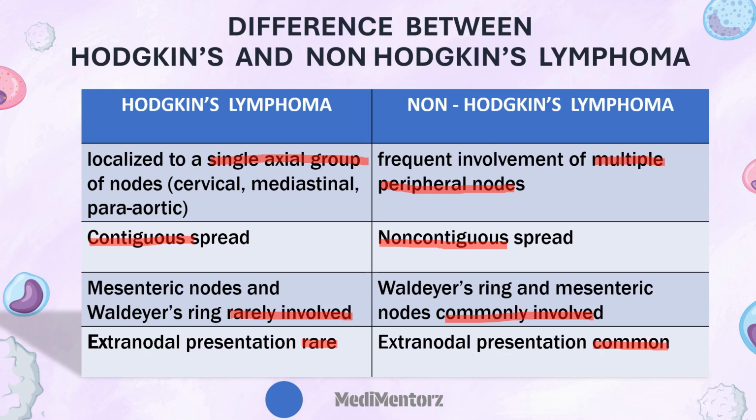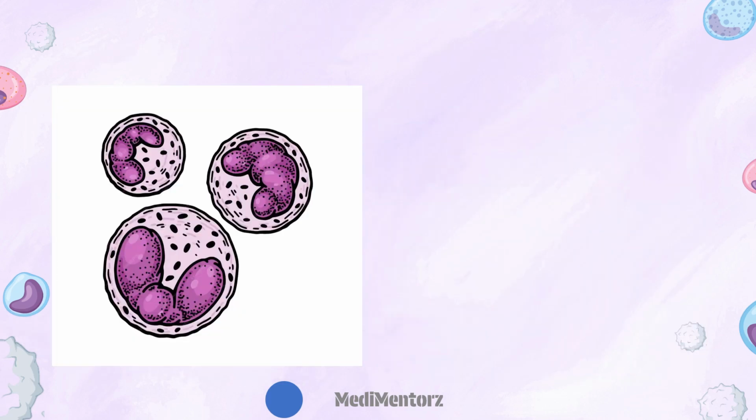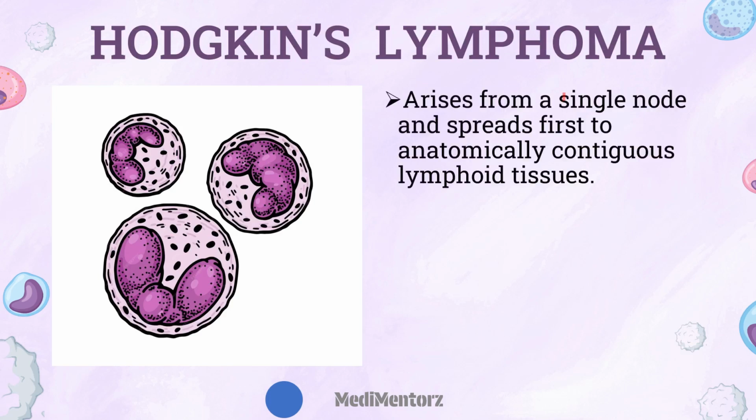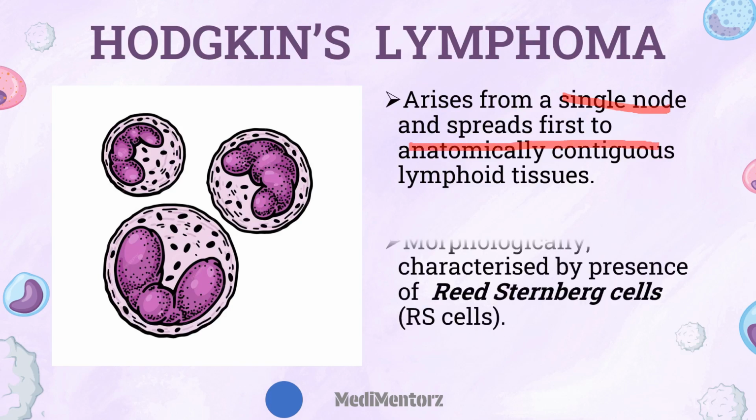Now, what is Hodgkin's lymphoma? It is a tumor which arises from a single node and spreads first to anatomically contiguous lymphoid tissue. Morphologically, it is characterized by the presence of Reed-Sternberg cells. Now, let's move on to the pathogenesis of Hodgkin's lymphoma.